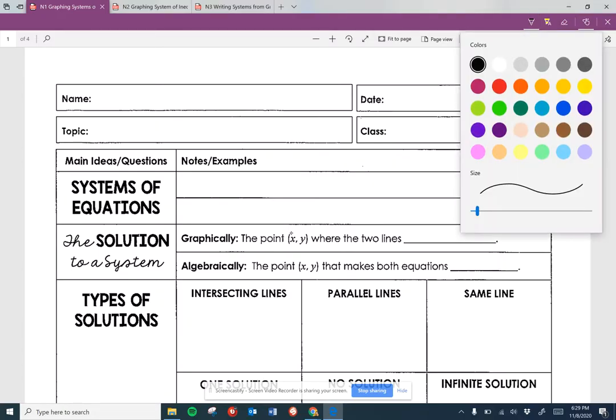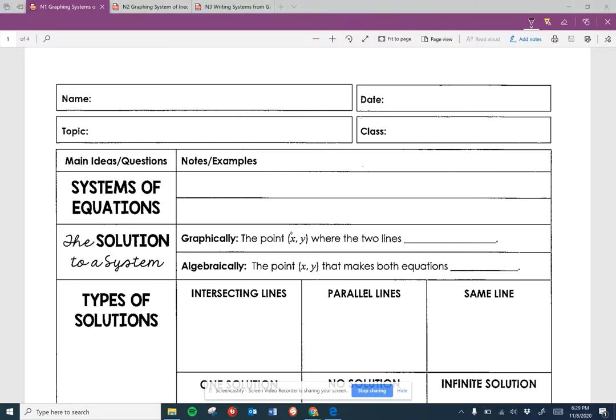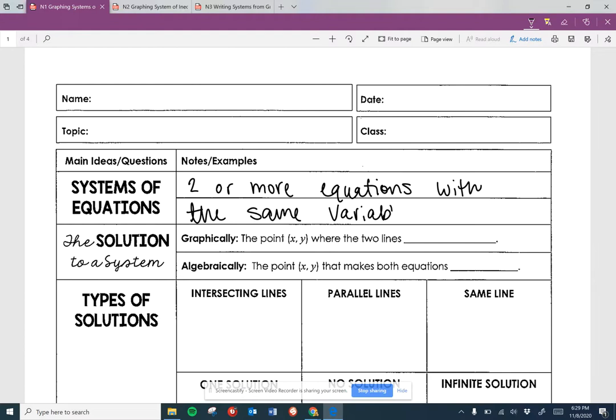Okay, so first off, what is a system of equations? A system is two or more equations with the same variables. Graphically, the point (x, y) is where the two lines intersect. So that's what we're going to be looking at today: which point is where the lines intersect. And then algebraically, that point is what makes both equations true.